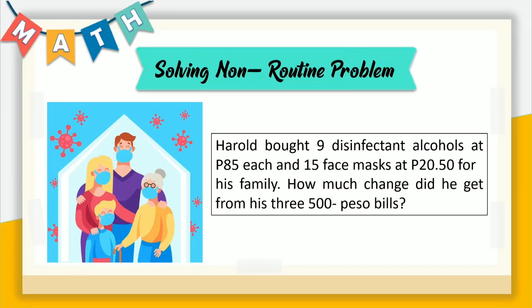Solving a non-routine problem. Harold bought 9 disinfectant alcohols at 85 pesos each and 15 face masks at 20 pesos and 50 cents for his family. How much change did he get from his 3 500 peso bills?